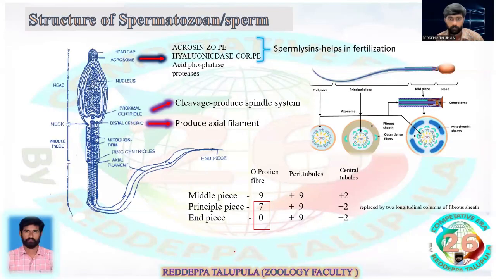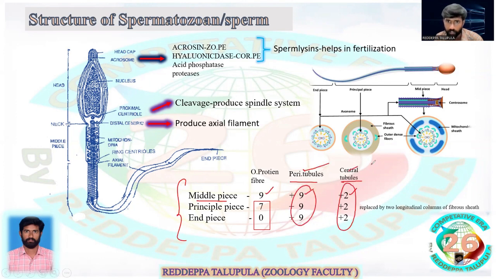See here. Middle piece 9 will be present, peripheral tubules 9 will be present, central tubules 2 will be present. These peripheral and central tubules are the same. So we just need to know how many. How many peripheral tubules? 9 doublets will be present. How many central tubules are present in the tail? Wherever it may be, whether in the mid piece, principal piece or end piece, the number will be 2.